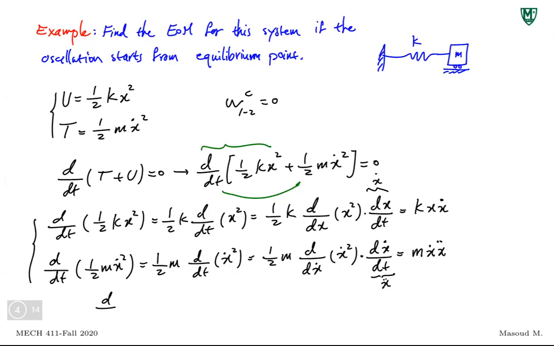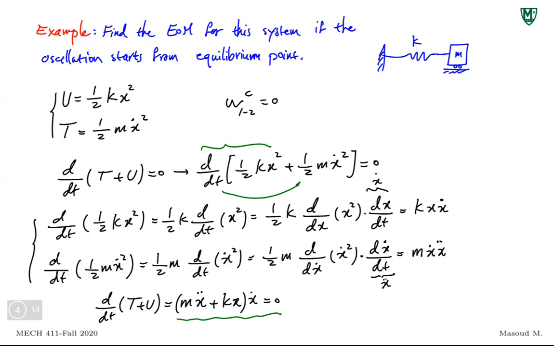So if I put everything together, T plus U is equal to, well, I just put these things together. It becomes m x double dot plus kx, and I take x dot out. I just factor it out because they both have x dot, and this is equal to 0. Now I have this expression equal to 0.